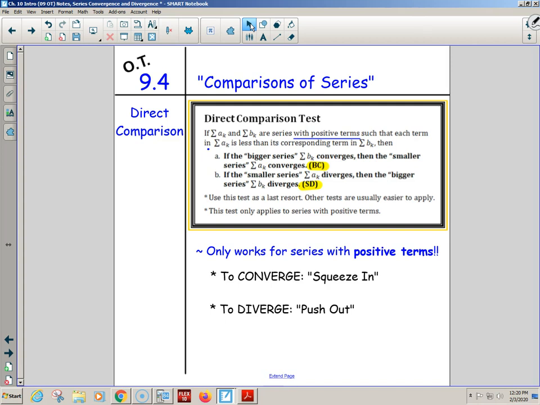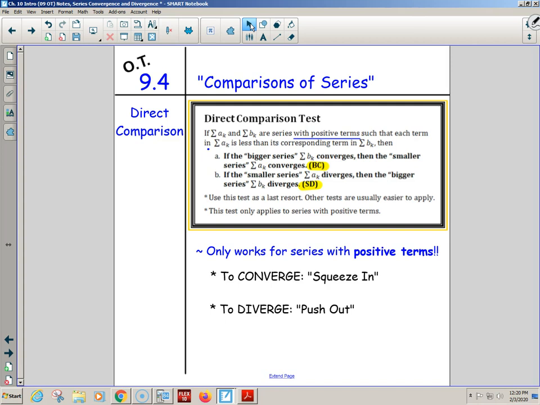But to be honest, if they're not telling you if it's true, and if it's not something similar to a P-series, it probably isn't the best test to use. Do you see what this little note says? This is more like a last resort. Other ones are easier to apply, usually. This one, integrating it, you should not have gone down a rabbit hole trying to do something ridiculous for convergence with an integral. It's not meant to be that hard.